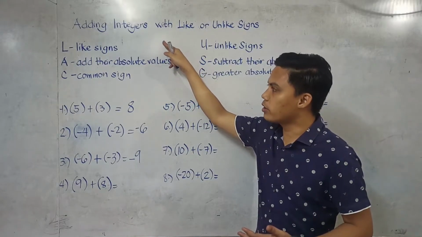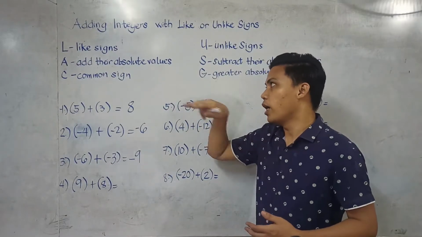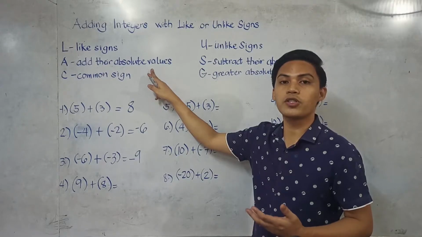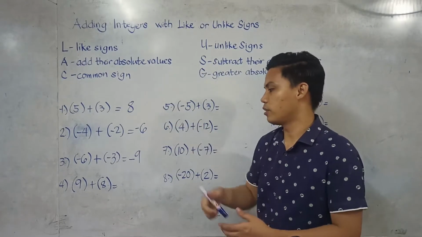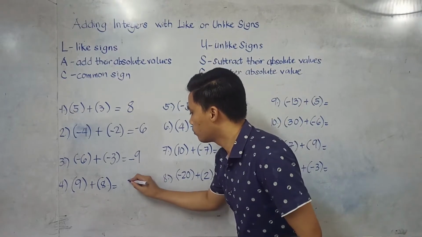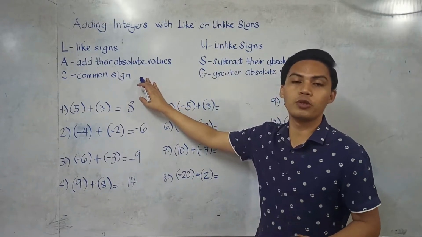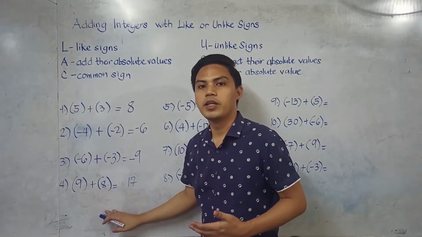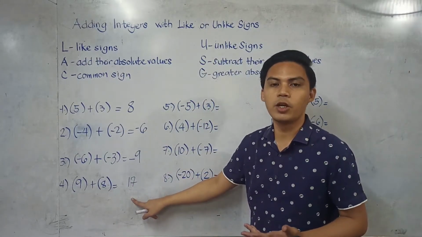So like signs, add their absolute values. Ang absolute value ni 9 is 9. Ang absolute value naman ni 8 is also 8. So 9 plus 8, we have 17. Then, copy their common sign. Ano yung common sa kanila na sign? Parehas silang positive. Now, since parehas silang positive, ang sagot natin ay magiging positive also.